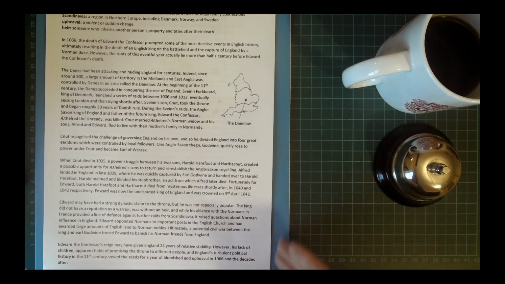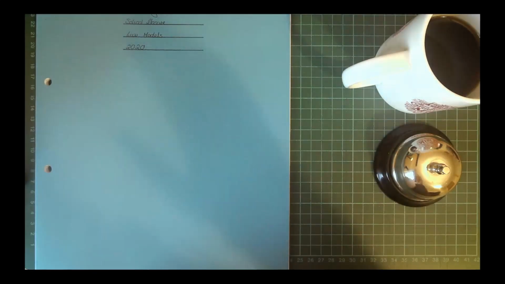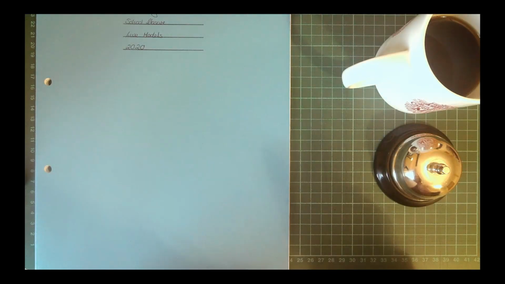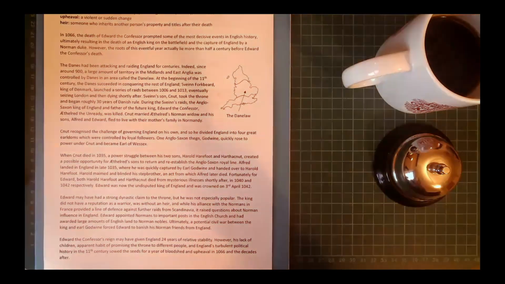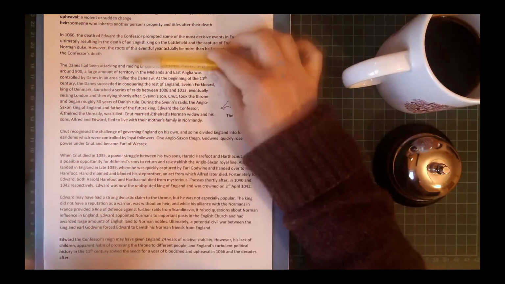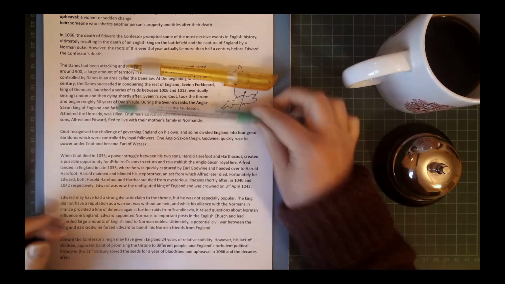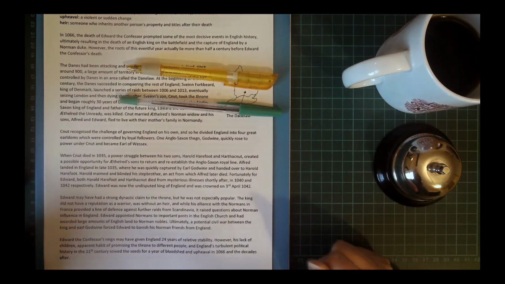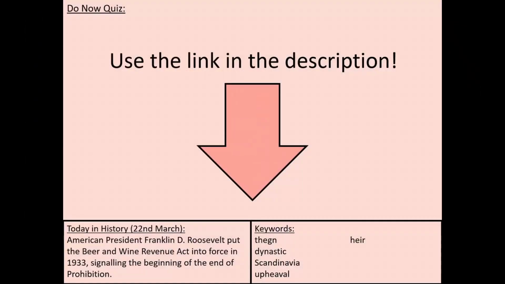You're also going to need something to write on, either your yellow book that you were given last week or a piece of paper, something that you can do your written answers on. And then, as always, you're going to need something to write with, Pegasus pen, of course, and your green pen to correct your answers. Right, so let's get started.